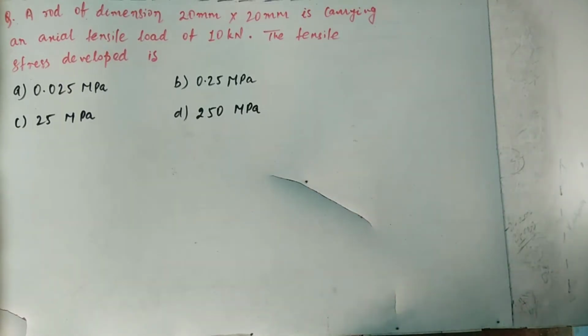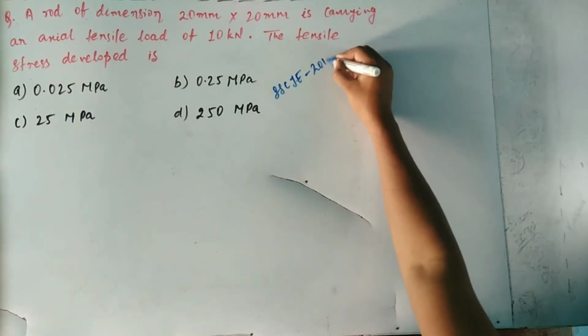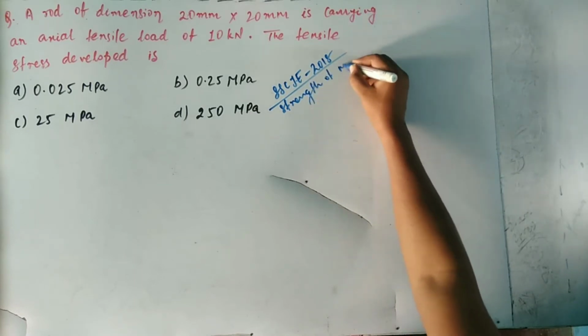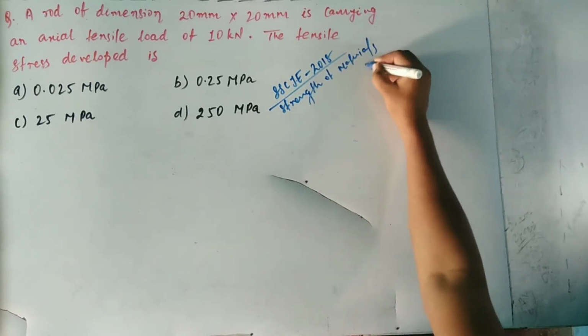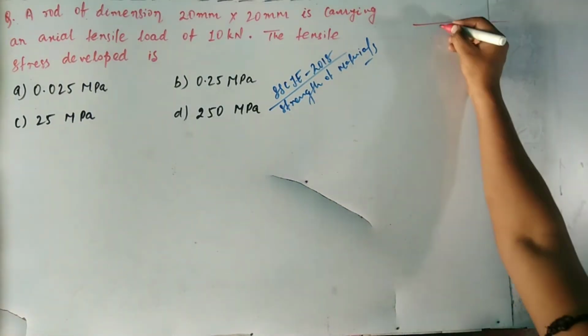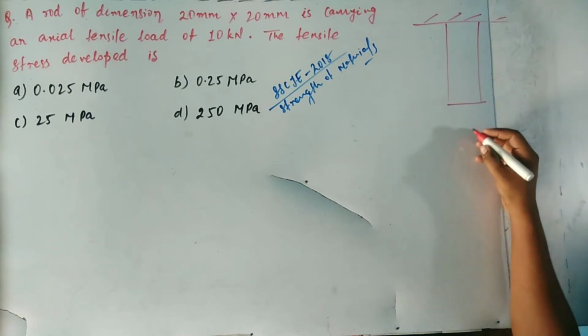According to this question, a rod having cross-section area 20 mm by 20 mm has a 10 kilonewton load applied on it. So we have to find the stress generated on the rod. This question was asked in SSC JEE 2018, which is from strength of materials.